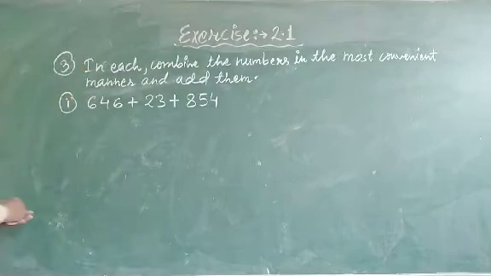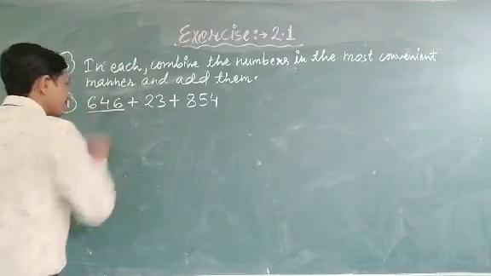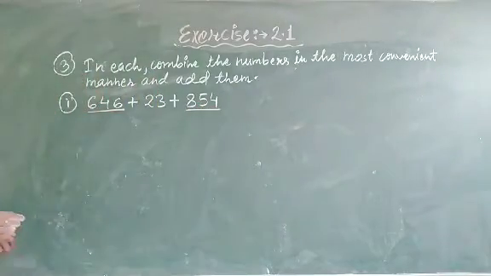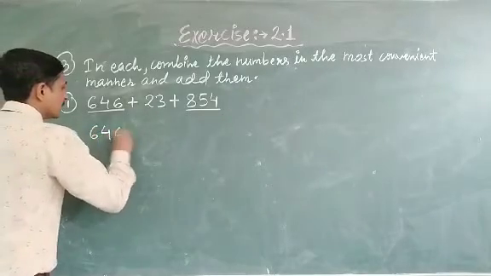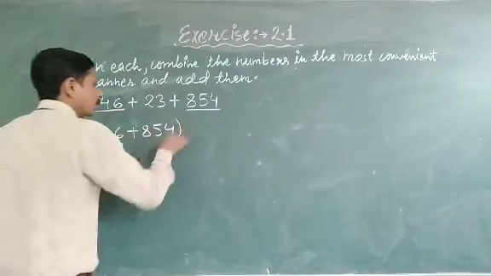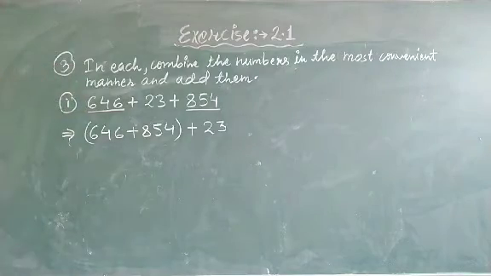So you see what we have to do? We have to group the first whole number and the third whole number in a small bracket. So that means 646 plus 854. We have to group it and we have to write 25 outside it.